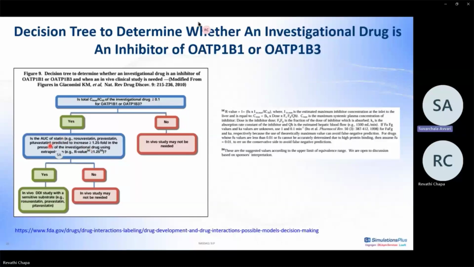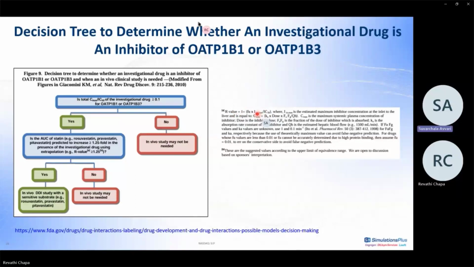If the investigational drug has the potential to inhibit OATP1B1 and 1B3 in vivo, the R value should be greater than or equal to 1.5. To estimate the R value, here is the equation: R equals 1 plus fu times Iin,max over IC50, where fu is the fraction unbound in plasma, IC50 is the half maximal inhibitory concentration, and Iin,max is the estimated maximum plasma inhibitor concentration at the liver inlet.